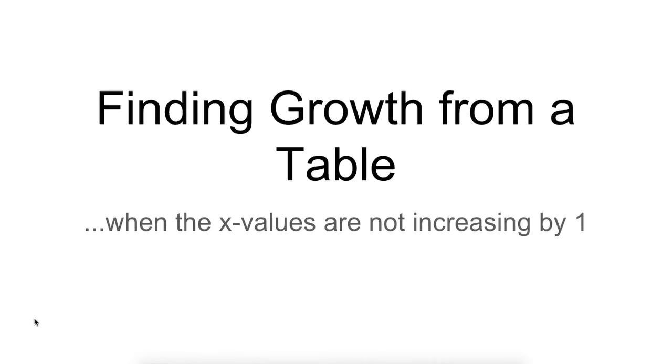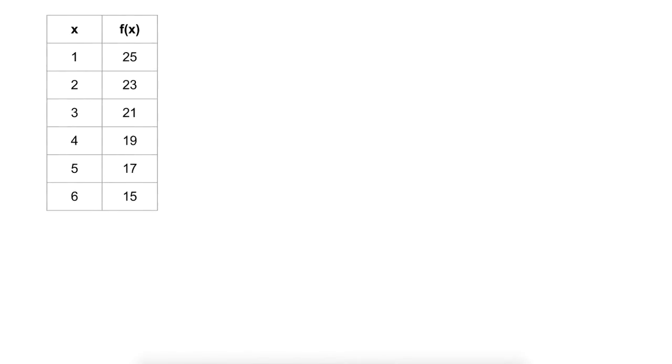Okay, this movie is going to help us find the growth from a table, and the x values are not increasing by 1, similar to what we had in the last classwork. So when the x values are increasing by 1, we know how to find a linear function. We look and we check for the growth. We see that our f of x values are going down by 2.